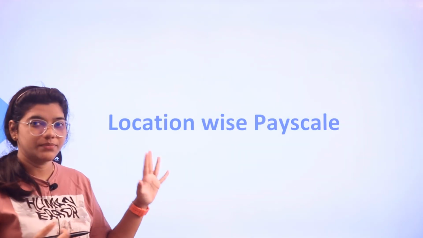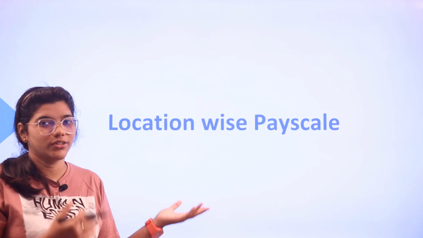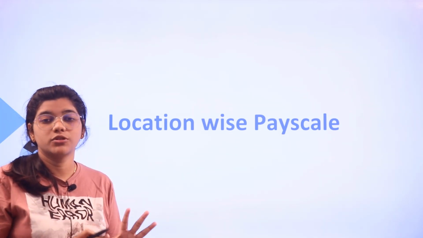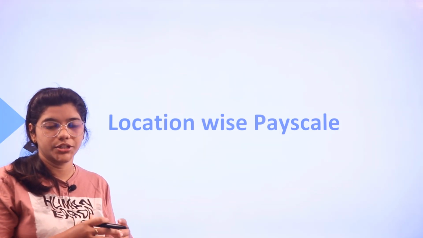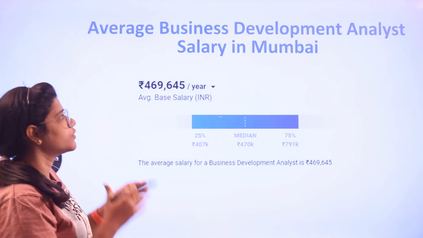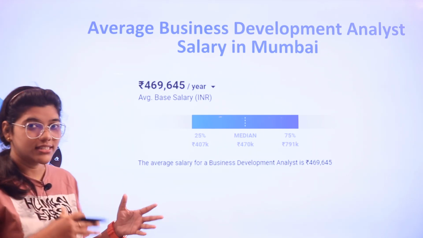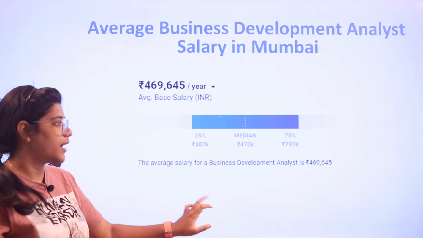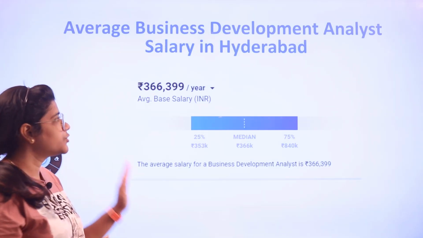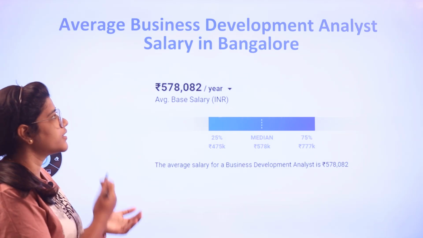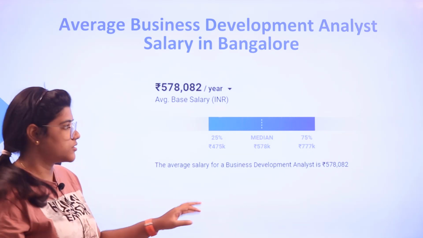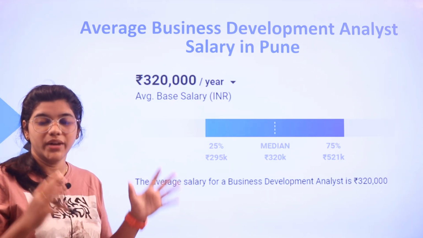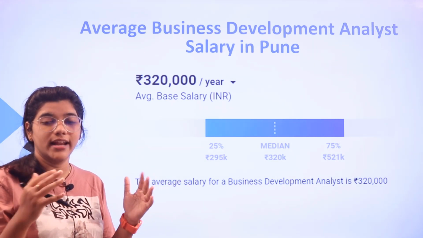Location wise pay scales is the next part of the video, because wherever you are in India, you should be able to know how that particular location is paying you. First off, if we take Mumbai, a business analyst in Mumbai is averagely being paid 4,69,000 per annum, in Hyderabad 3,66,000 per annum, in Bangalore 5,78,000 per annum, and in Pune 3,20,000 per annum. Every city which we are mentioning is on an average basis itself.